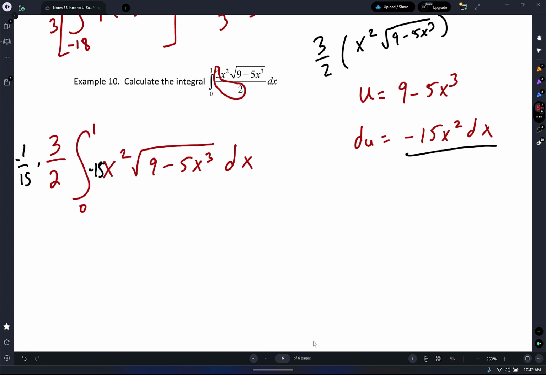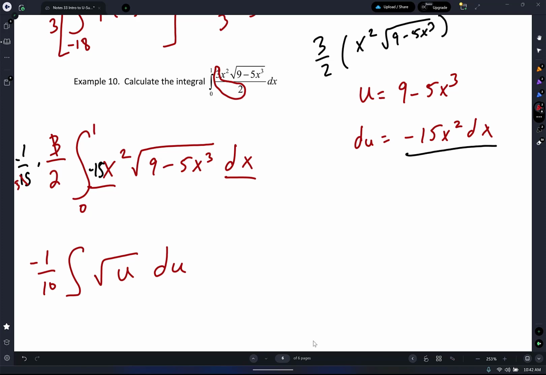So now I'm going to rewrite it. Here's what I have. Doesn't 3 go into 15 5 times? So -1/5 integral, and I'm going to put new limits. Now -15x squared dx is a du. Put the du at the end because the du signifies the end of your integrand. Square root of u du. The -15x squared dx is right there. And now doesn't that look a lot simpler?